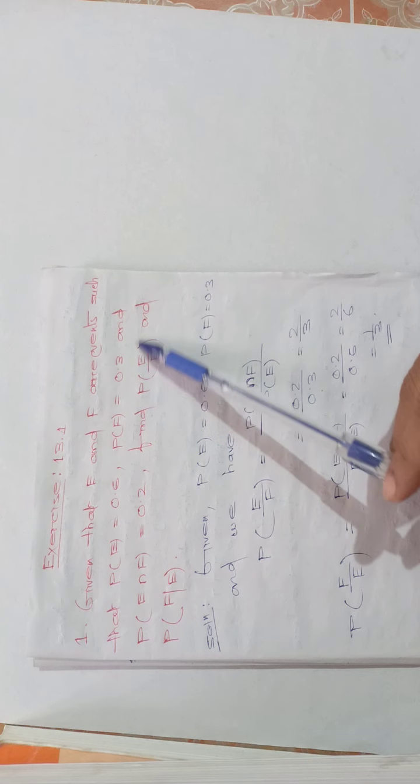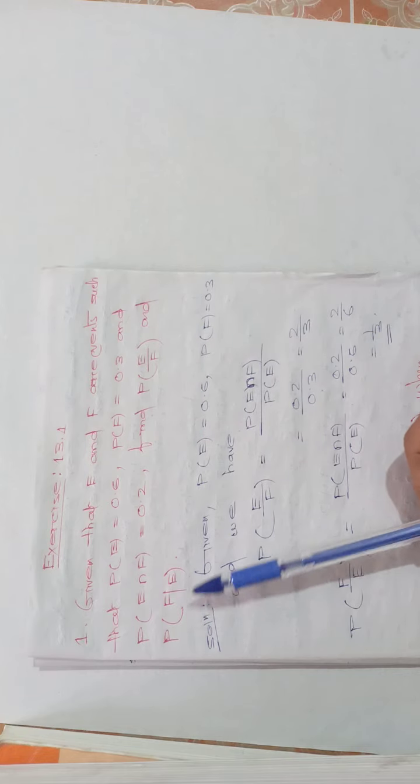So students, I hope all of you understood this concept of conditional probability and the other events I have discussed. Now I am going to explain a few questions based on this concept, based on your Exercise 13.1. The first question is: given that E and F are events such that P(E) is equal to 0.6, P(F) equal to 0.3 and P(E intersection F) equal to 0.2, we have to find P(E/F) and P(F/E).